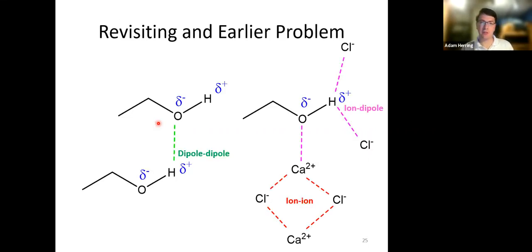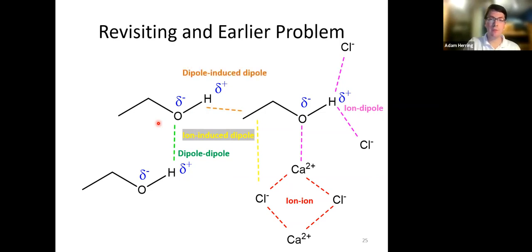So let's revisit an earlier problem. When we looked at calcium chloride interacting with ethanol, we talked about how we could have ion-ion interactions, ion-dipole interactions, and dipole-dipole interactions. But now we know that we can also have induced dipole type interactions. So we can have ion-induced dipole interactions between the ions and nonpolar regions of the molecule, or even in fact the polar regions of the molecule. We also have dipole-induced dipole, and we can get induced dipole-induced dipole.